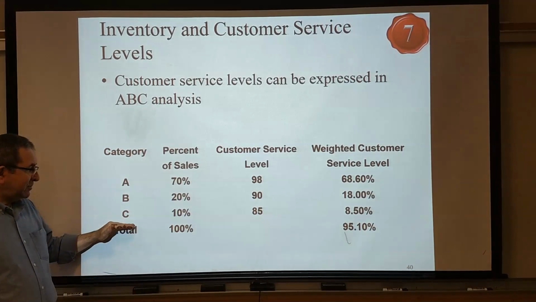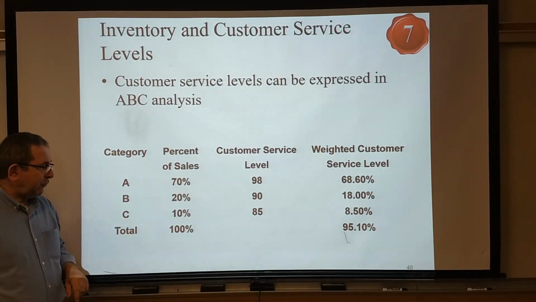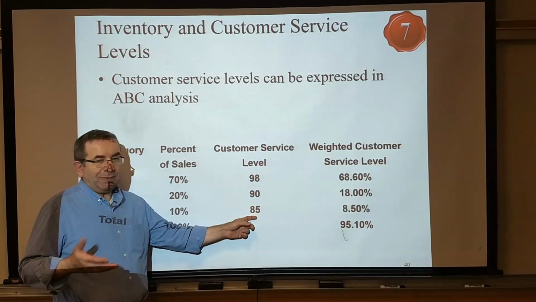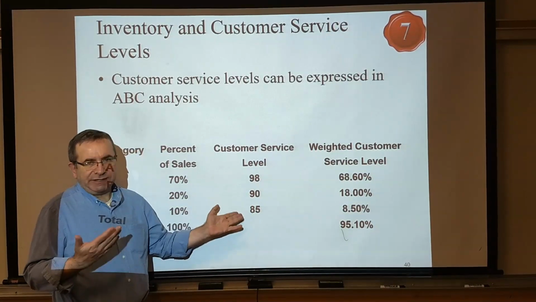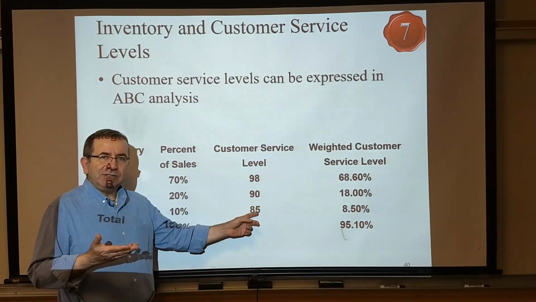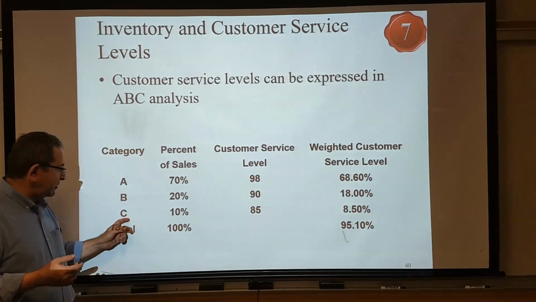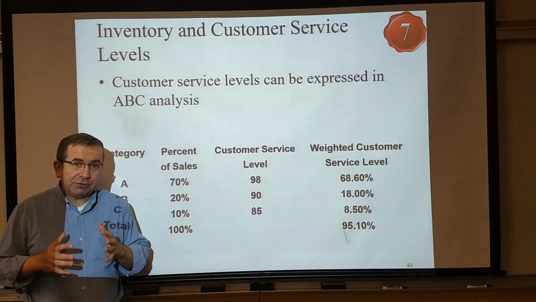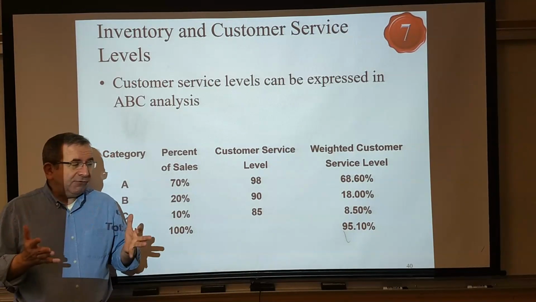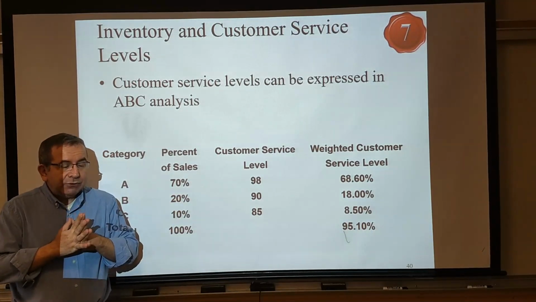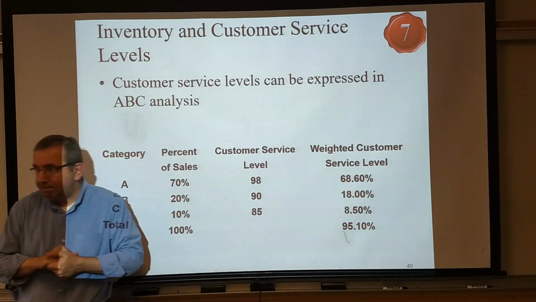And the C items only generate 10% of your revenue, okay? Again, these numbers are examples, and you might say, okay, maybe 85% is good enough, so you keep less inventory because they're less critical to your operations and revenues. Now, let me give you an example of this, and how you do this in Excel, okay?